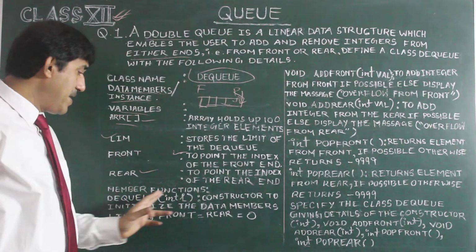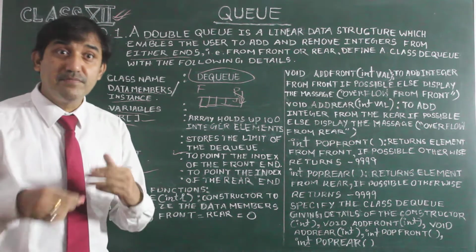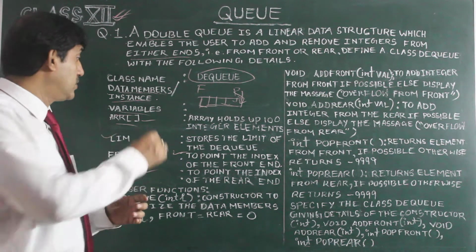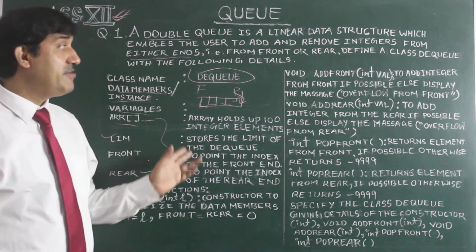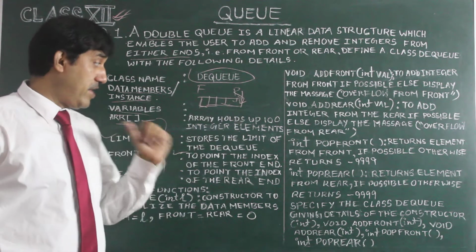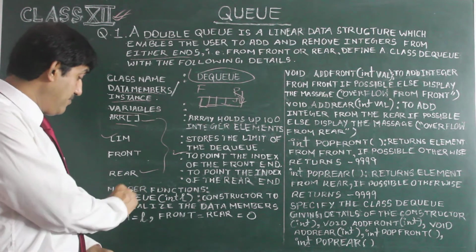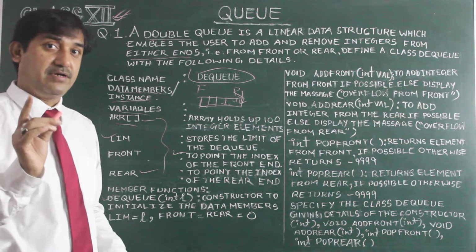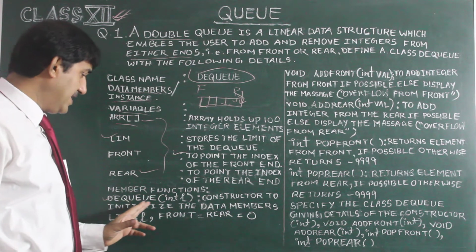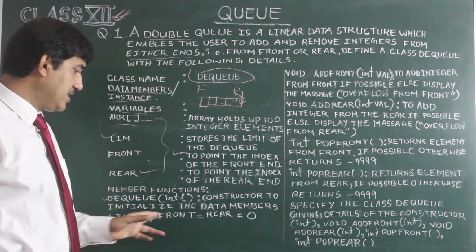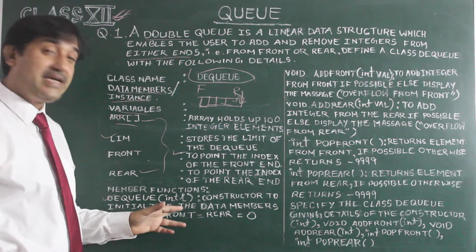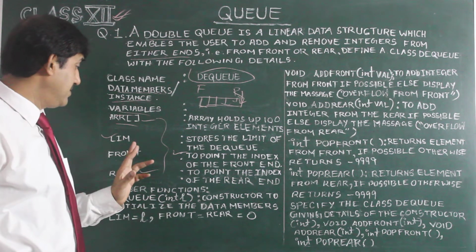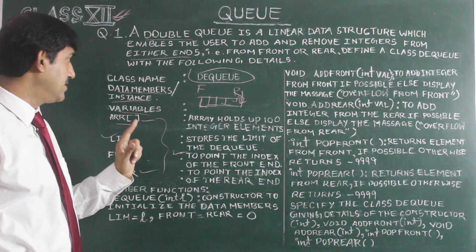Now member functions. This is very important. These are methods. What methods do you have to do? You have to assign them, and it will be told where you have to assign. In the member functions it is told that you are using a constructor, that is Deque(int L). L is the limit, already told.